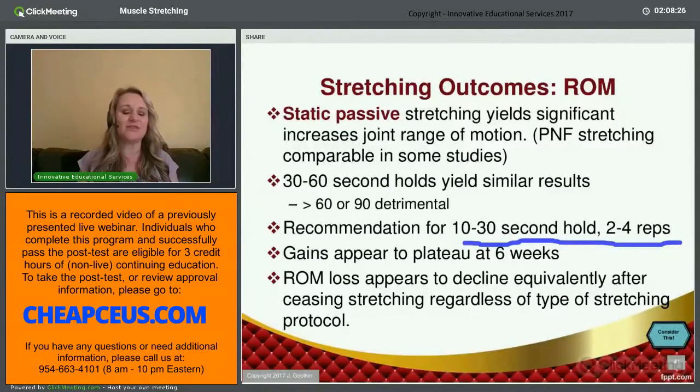And it does find that for these patients, if you are holding stretches for greater than 60 seconds, going up to 90 seconds, it actually becomes detrimental, in that you're not making any additional gains for those patients. So holding that 10 to 30 seconds for 2 to 4 reps does seem to be where we are falling with our static stretching.